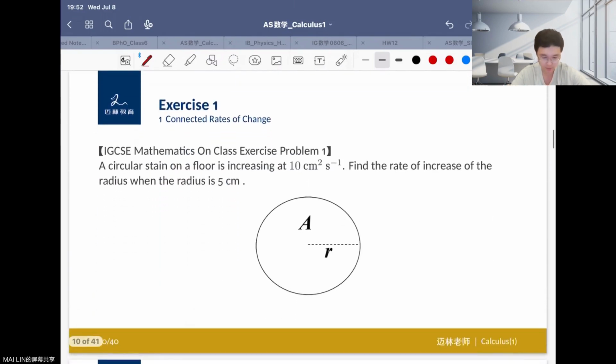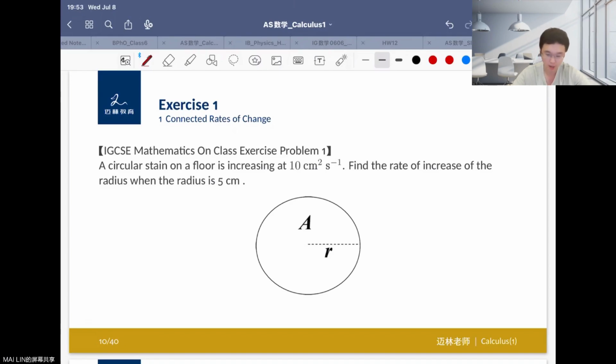Let's move on to the next problem. Here's an exercise for you. If you want to try to solve the problem, you can pause the video and try to do this. But if you want to follow along with me, you can keep going, okay? For this problem, a circular stain on the floor is increasing at 10 cm² per second, and find the rate of increase of the radius when the radius is 5 centimeters.